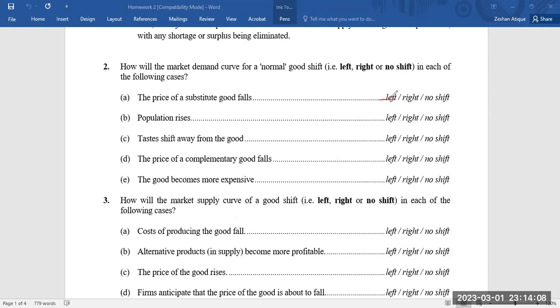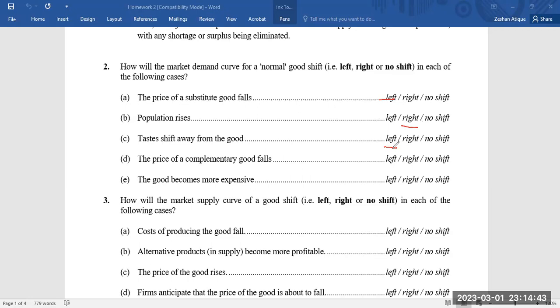So if the price of the substitute falls, the demand curve shifts to the left. Similarly, when the population rises, people demand more goods although prices are not changing, which causes the demand curve to shift rightward, because more people are demanding the same goods. Similarly, consider the situation where tastes shift away from the good. People feel less attracted towards the good. The demand curve should fall, shifting to the left.